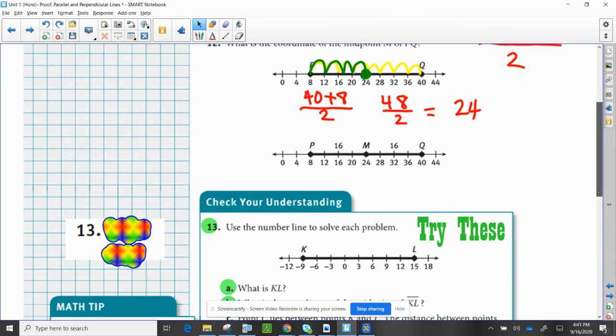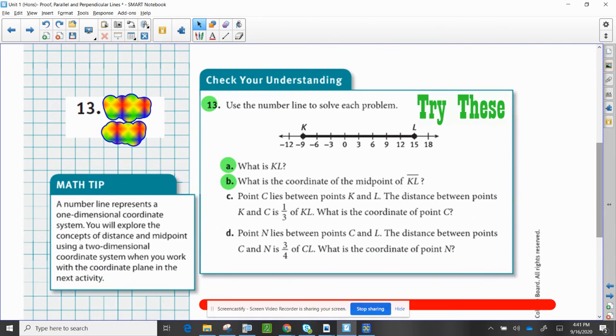Okay, so I'm going to have you guys try 13, just A and B really quick. So use the number line to solve each problem. For 13A, they want to know what is KL, meaning what's the length of KL. Hopefully you said that it was 24. If you didn't get 24, just make sure you're looking at the actual numbers on the number line because they're going up by 3. So this might be a case where you might have wanted to actually do the subtraction, 15 minus negative 9.